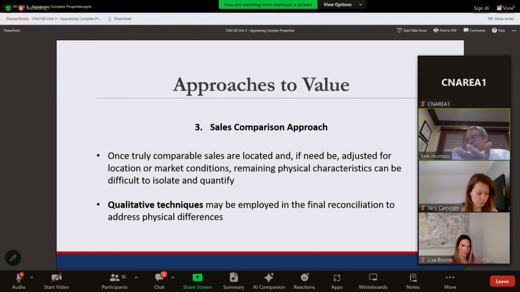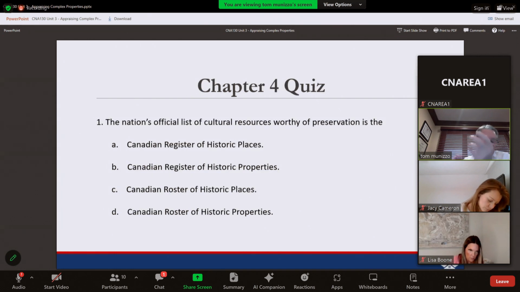Once you find them, if they need to be adjusted for location or market, the remaining physical characteristics can be difficult to isolate and quantify. And that's why you may have to use some qualitative techniques for the final reconciliation to address those physical deficiencies.